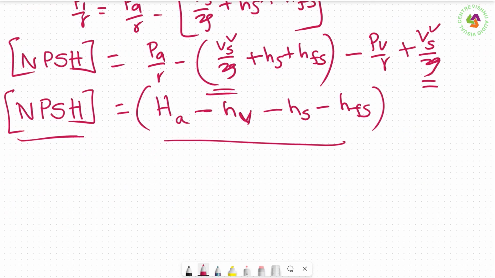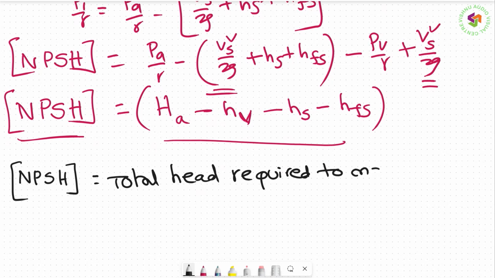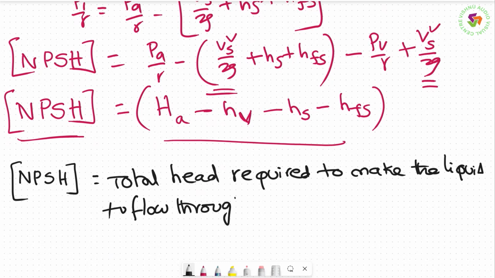Again, NPSH is also one more definition we can write. NPSH can also be defined as the total head required to make the liquid flow through the suction pipe to the impeller.